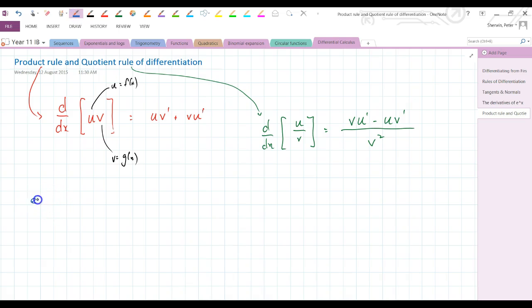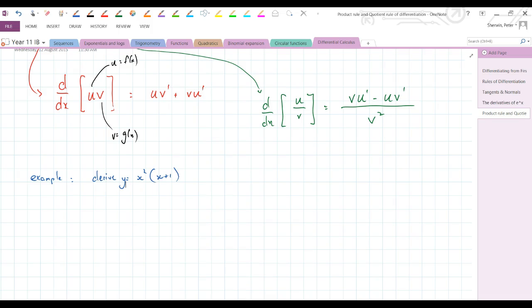All right, so look at an example that we actually don't need to use the product rule for. So example, derive, let's say y equals x squared times x plus 1. We don't need the product rule for that. We're going to use it, but we'll also derive it the way we know how, because if we were given this question, we'd just expand it out. In fact, let's do that. x cubed plus x squared, and then y dash equals 3x squared plus 2x. So it took us seconds. So there'd be absolutely no reason to use the product rule here.